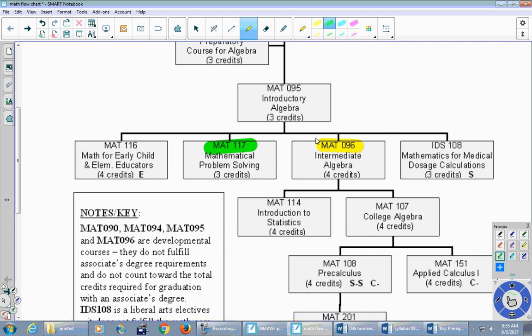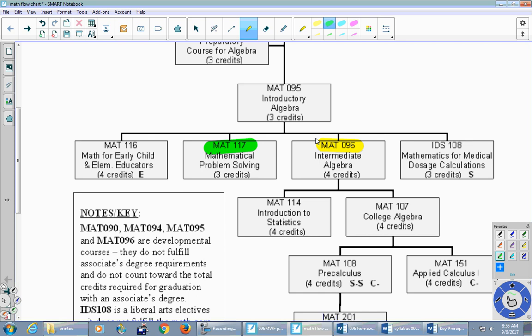The downside is you can see nothing branches off of Math 117. It is a dead end, whereas 096 opens the door to a lot of courses. Pretty much which course you belong in, this one, 096 or 117, is determined by your major. So if you are not at all sure whether or not this is the right spot for you, just chat with me right after class, and we'll make sure that we get you in the right spot, whether that means staying here or switching. Okay?